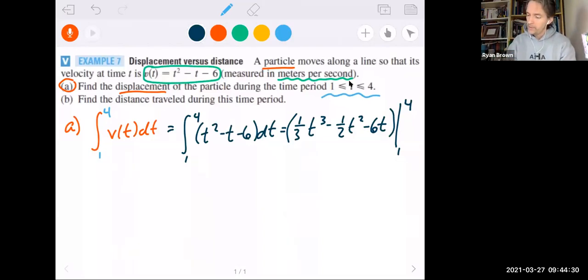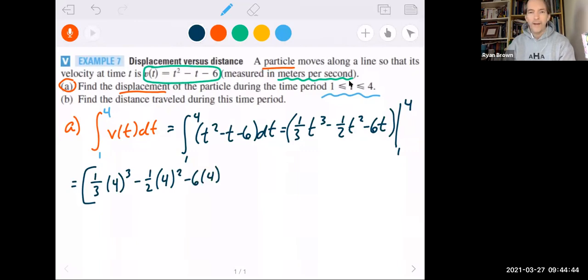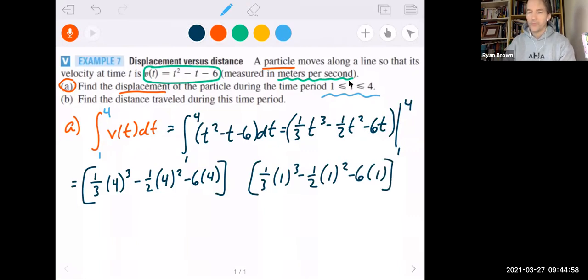So this becomes, let's do the first one with all the 4s in it. We're going to do 1/3 times 4 cubed minus 1/2 times 4 squared minus 6 times 4. All right, that's the first part with 4 plugged in. Then we're going to plug in 1. So we get 1/3 times 1 cubed minus 1/2 times 1 squared minus 6 times 1. We'll take those two answers and subtract them.